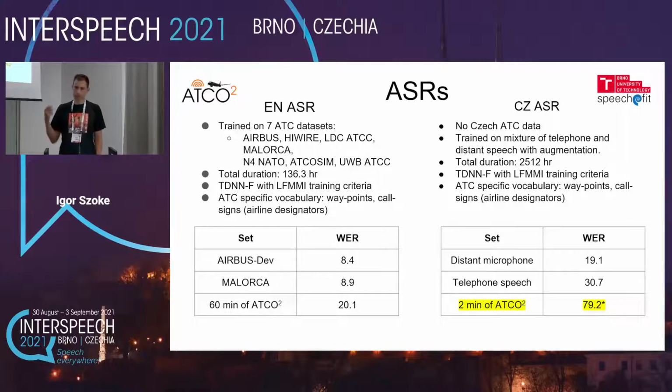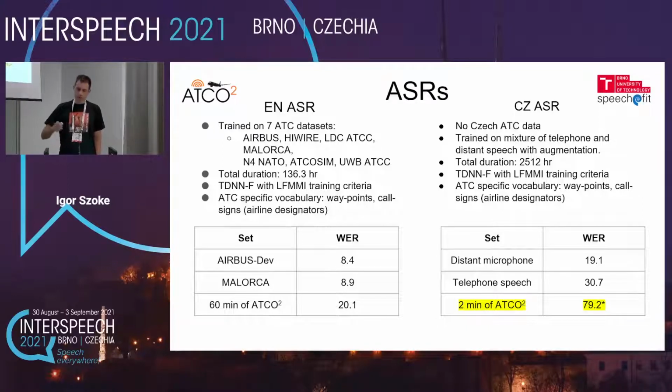Karel Veselý will have, in a few minutes, a presentation about this ASR. And this ASR achieved about a 9% word error rate for Airbus and Mallorca data. And on the ATCO² data, we achieved a 20% word error rate. This is due to the channel. Yeah, our channel is much more noisy.